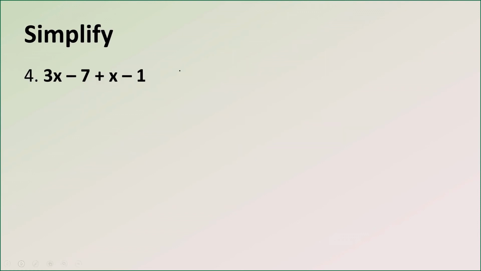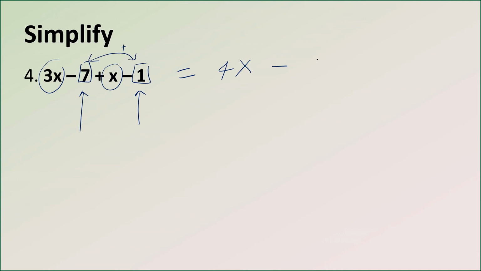Fourth one, 3x plus 7 plus x minus 1. Now, if I consider the x terms, both of them are positive. 3 and 1 are the coefficients, so adding those two, I get 4x. And now, looking at the constant terms, both of them are negative in sign, so the result should also be negative. And now we can simply add the 7 and 1 together. We add those two, it's 8.